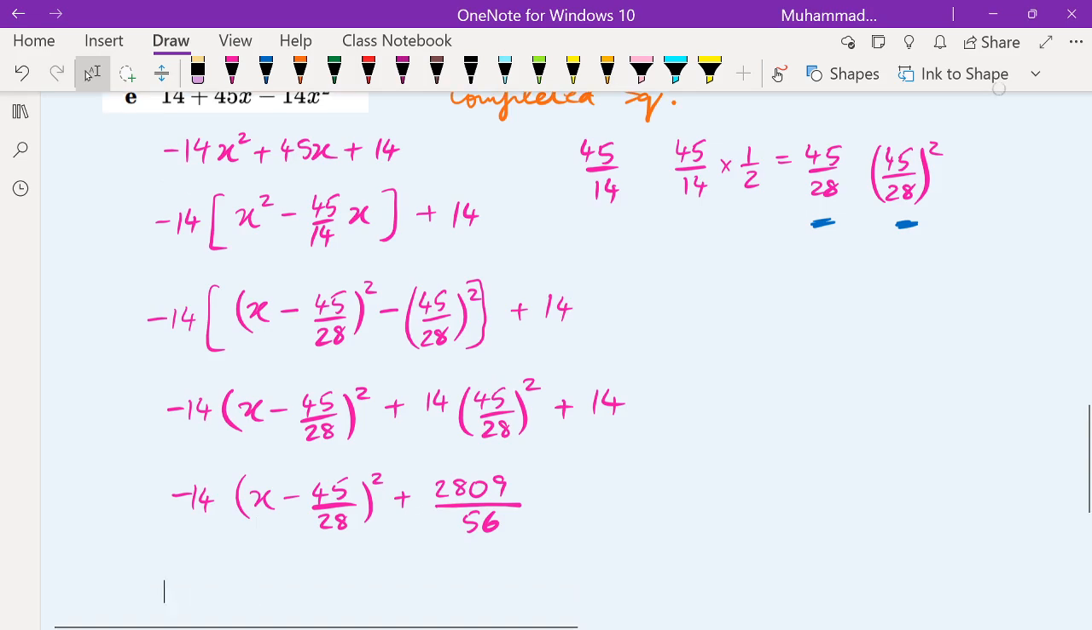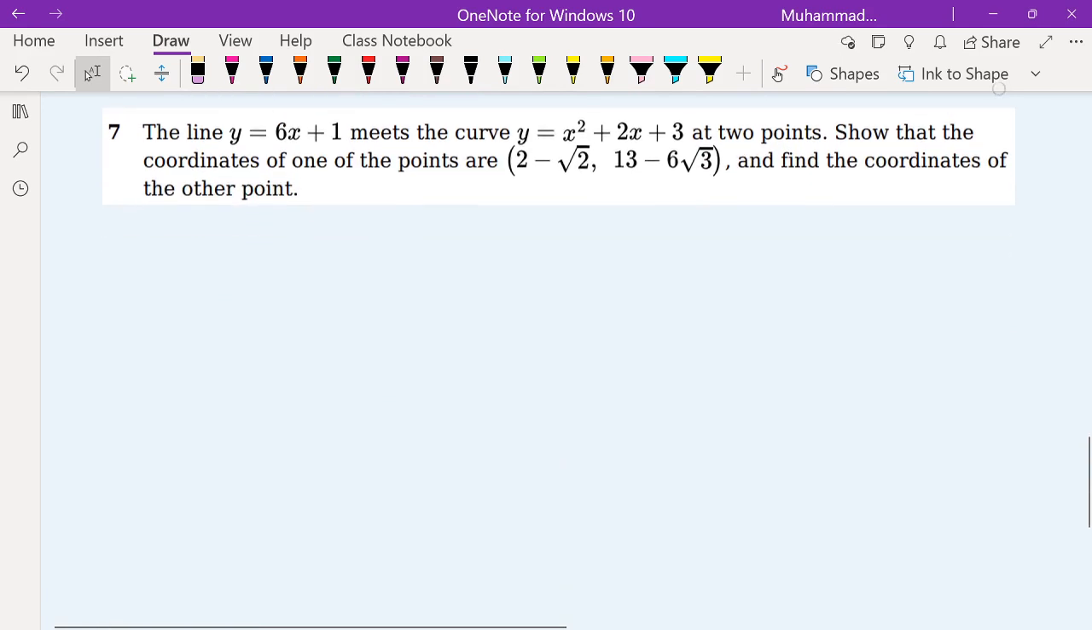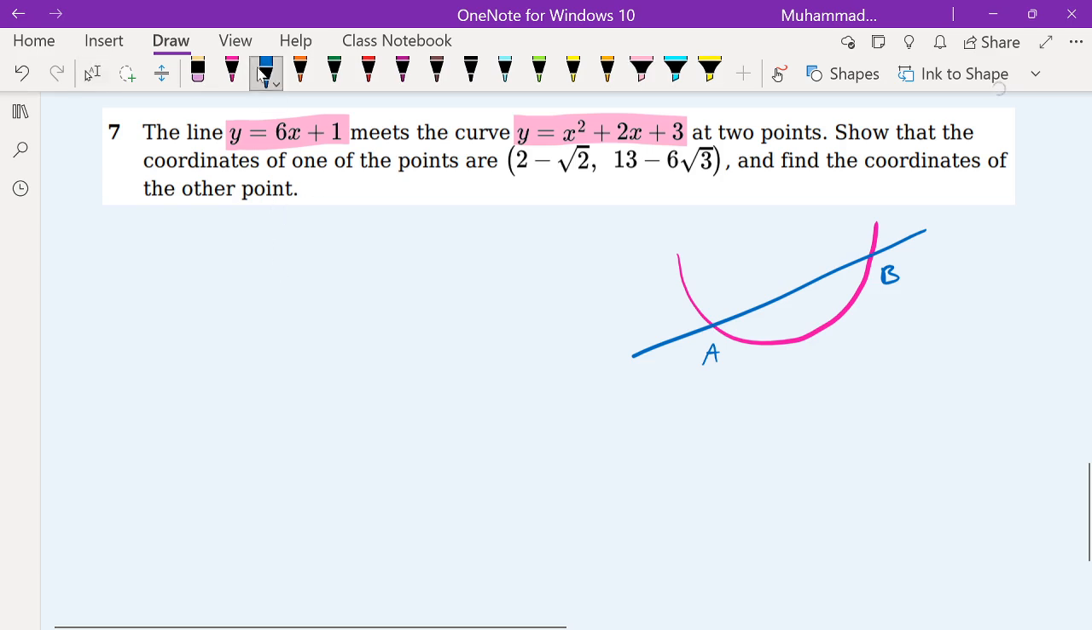You can see that it's phrased in geometric form, that the line is crossing or meets the curve at 2 points. You can see it's a quadratic curve. A line is crossing it at 2 points, so it must be something like this, a curve being crossed by the line like that, and 2 points A and B, the intersection points, are there. Show that the coordinates of one of the points is this and find the other. So definitely we'll have to find both of them. So how will you go about solving it? Now you tell me.